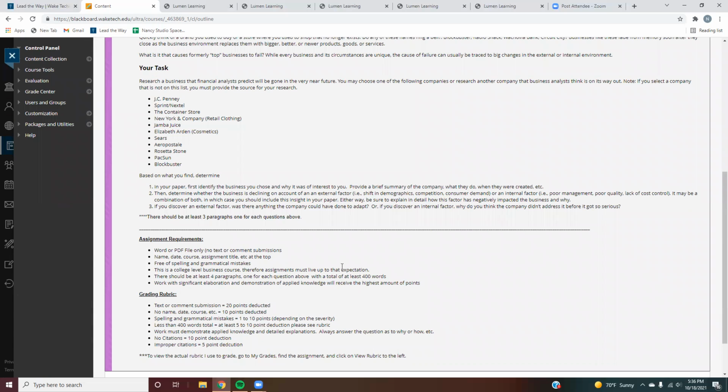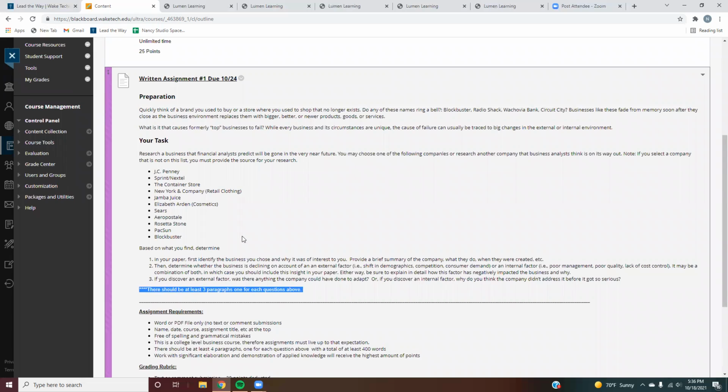I need 3 paragraphs. They'll go through different things, very specific on what I'm looking for. Now, this one says 3 paragraphs. I just noticed this typo, and then there's 4 paragraphs down here. Obviously, this one right here is going to supersede the assignment requirements down below because it says I need 3 paragraphs. So don't worry about the paragraphs, but make sure that you look at this. If you have questions, please feel free to reach out, but I think it's pretty self-explanatory.